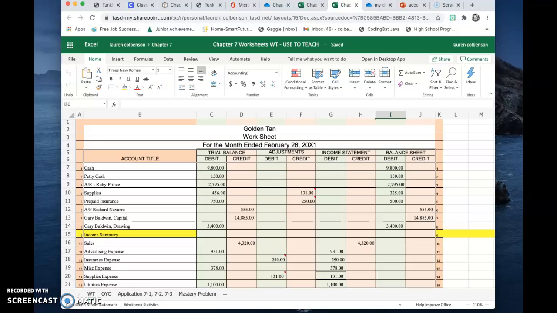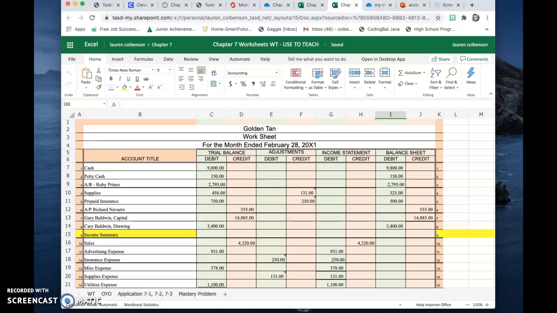So at the end of a fiscal period, which is in this case the month, we are going to complete a worksheet. There are several parts to a worksheet, starting with the first two columns, which are called the trial balance. And the trial balance is the balance of every account that you have in your chart of accounts, and you get that from the ledger.